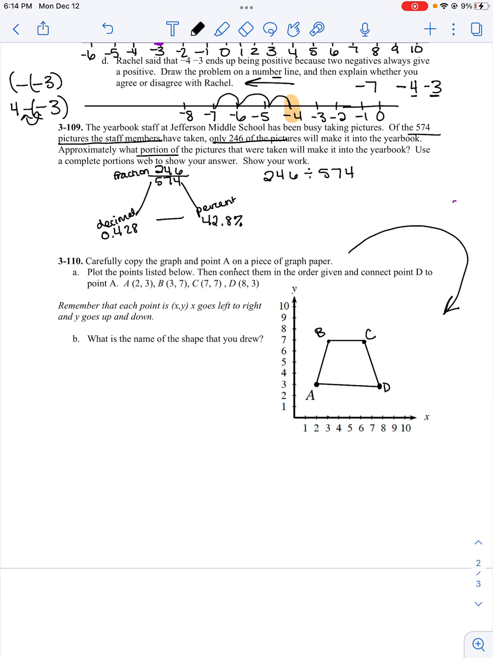Part B says, well, what is the name of the shape you drew? Well, it has 2 parallel sides. This is a trapezoid.